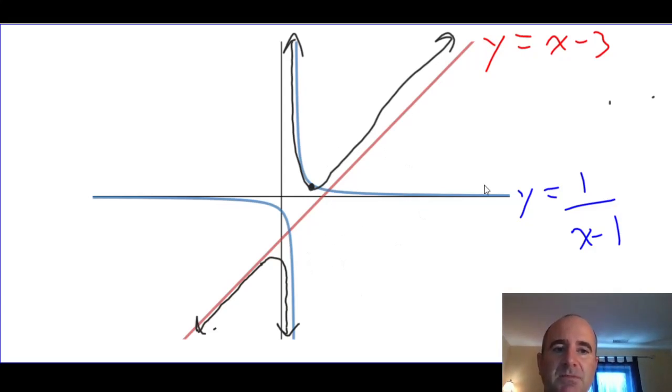So not only does breaking up, dividing using long division, help us identify this oblique asymptote, it actually kind of helps us determine what the shape of the graph must look like as well.